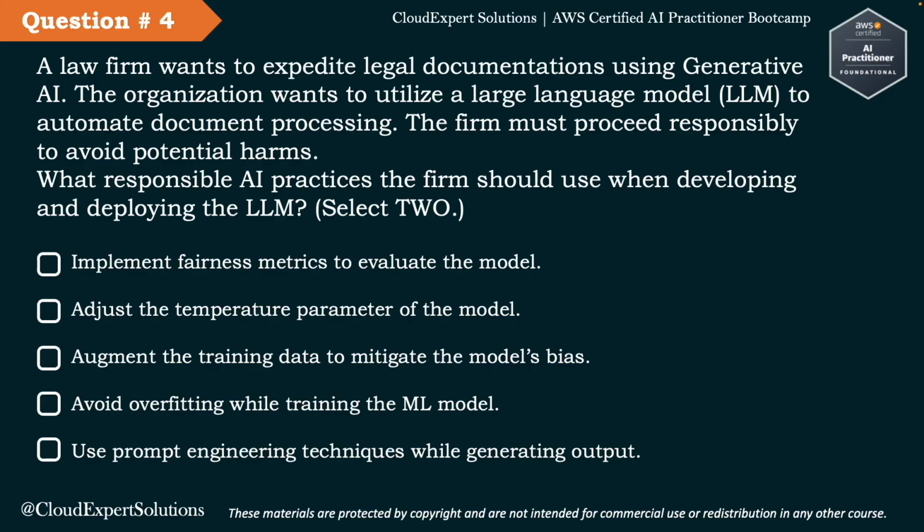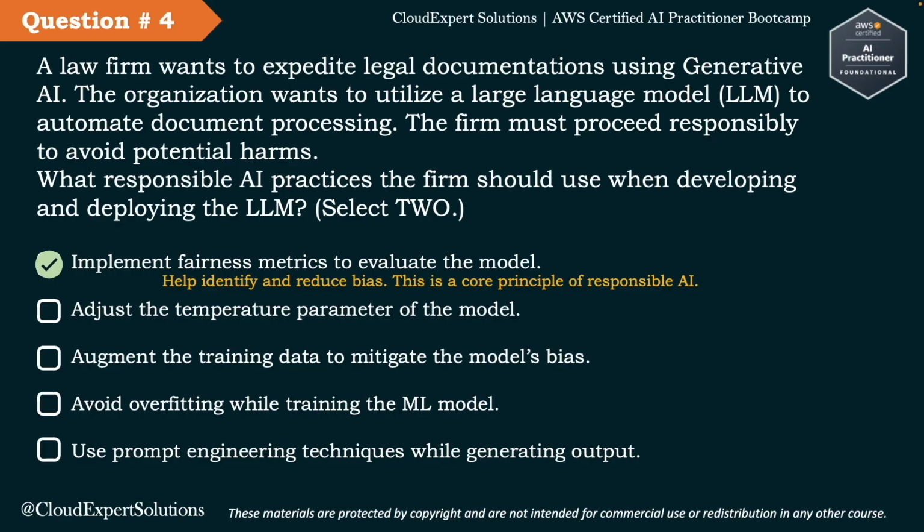To start with, implement fairness metrics to evaluate the model. Fairness metrics help identify and reduce bias in model predictions, which will ensure equitable treatment across different demographic groups. This is a core principle of responsible AI. So this is a potential correct option. Let's park it and review the other options.